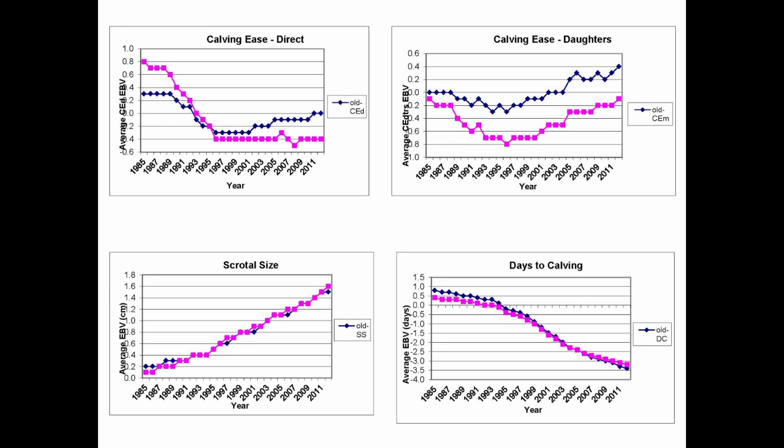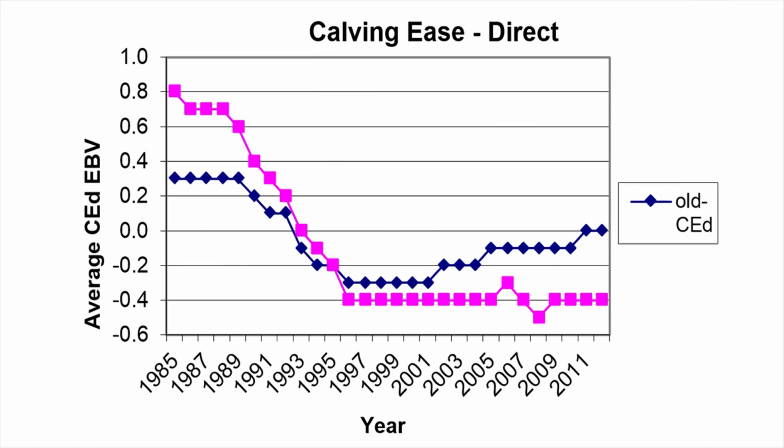Only two more of these. Calving ease direct. What this tells me is that the breed has not been doing quite as well for calving ease direct as was thought to be the case. This was the trend before. I'm sorry, I should have made these colours different. This is what we thought the trend was. So that's a relatively small reduction. This is what we now think is the more accurate story, a somewhat bigger reduction in calving ease, and moving in that direction is moving in the wrong direction.